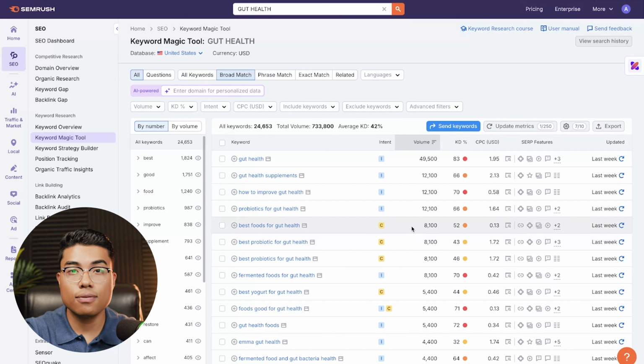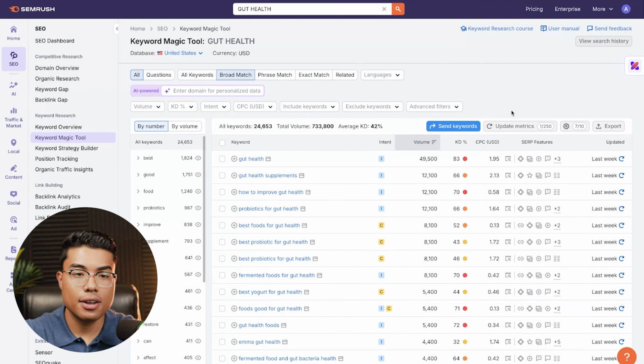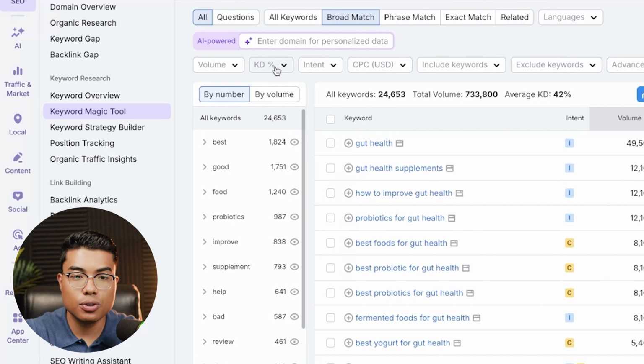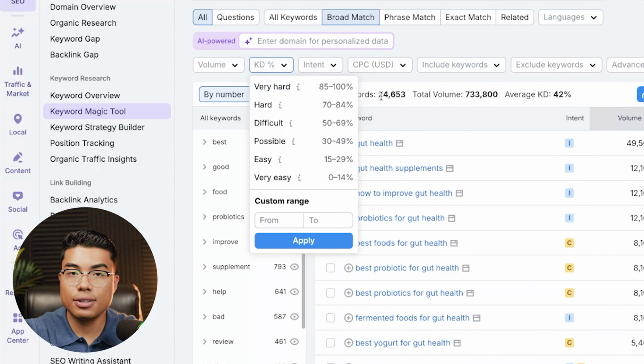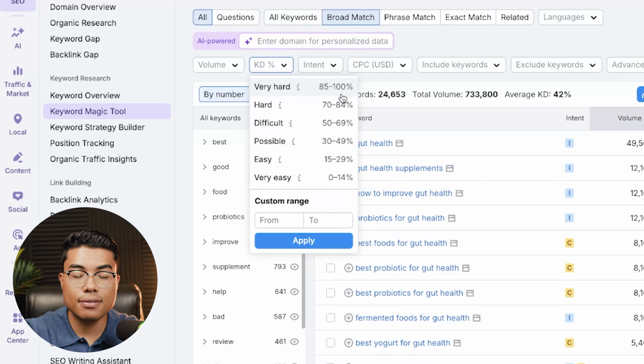All right. So what we're looking for when we're looking at this list is we want that sweet spot. We want low difficulty, high search volume, and real intent. All right, so here's exactly how you find that sweet spot. We're going to go ahead and go to keyword difficulty percentage. Okay, you just drop that down and it gives you the stats of all of it. So very hard. This is what it means. It will take a lot of on-page SEO, link building, and content promotion efforts, 85 to 100%.